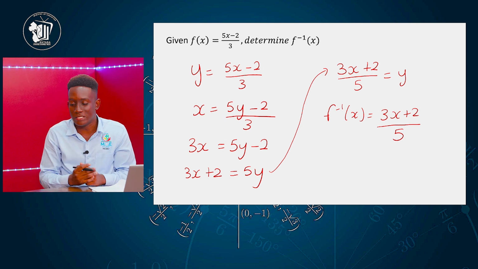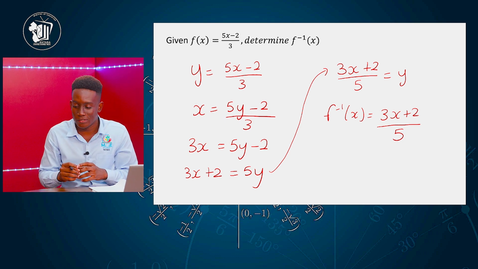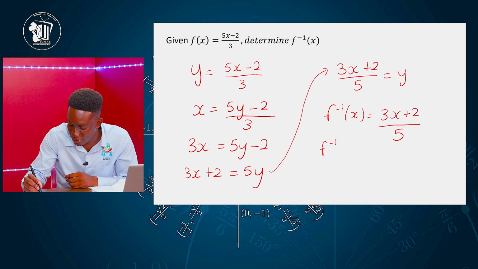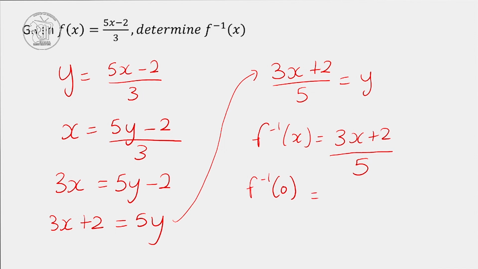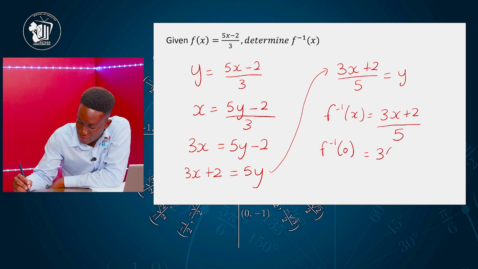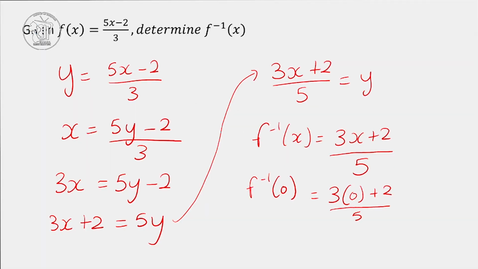And if this question then proceeds and asks us to find f inverse of 0, this will simply be wherever we have x in the function, we replace it and put 0. This will be 3 multiplied by 0, plus 2, all divided by 5. And 3 times 0 is 0. 0 plus 2 would give you 2. So this will give us 2 over 5. So f inverse of 0 is equal to 2 over 5.